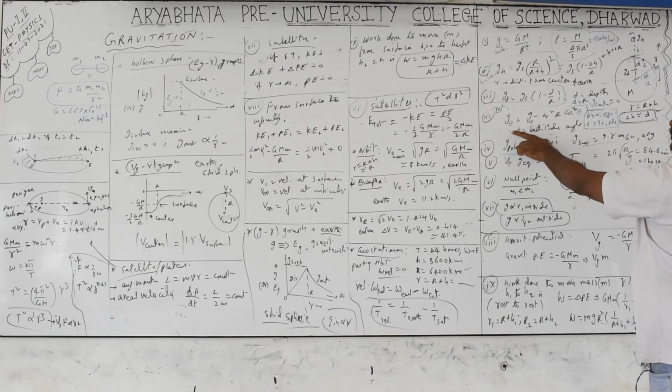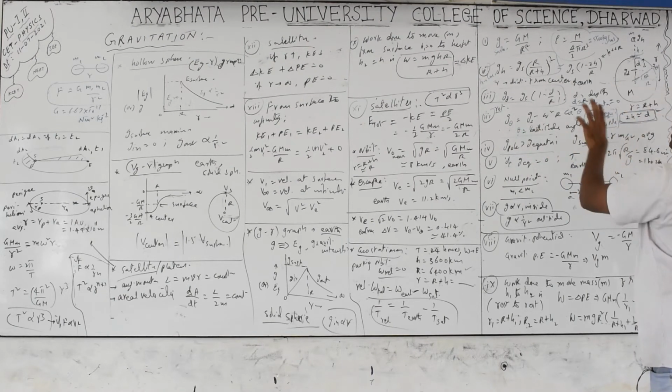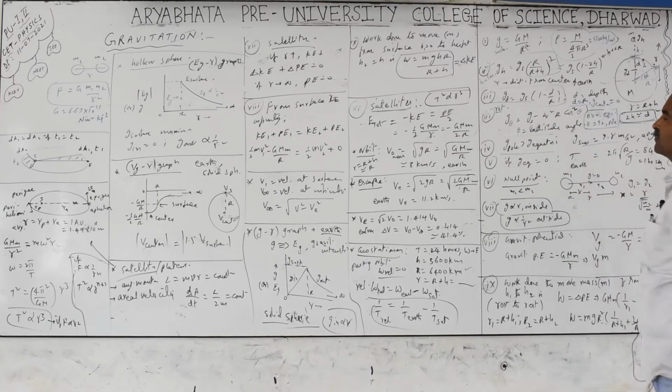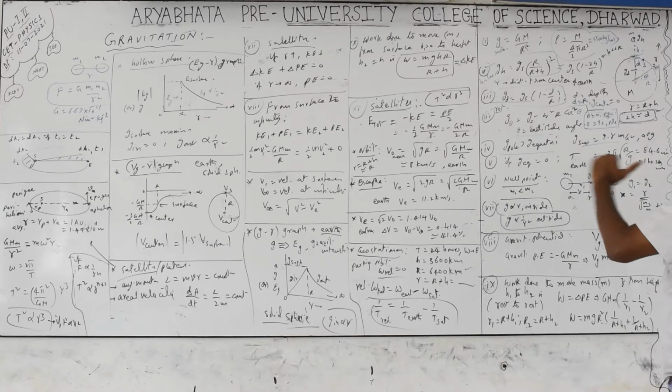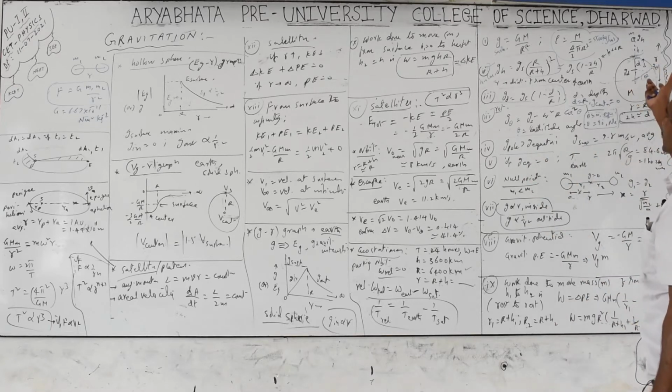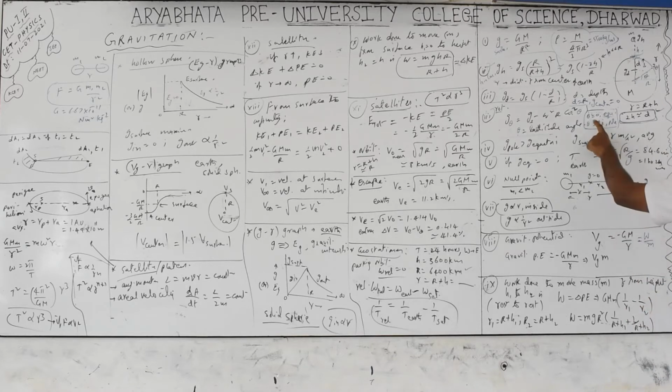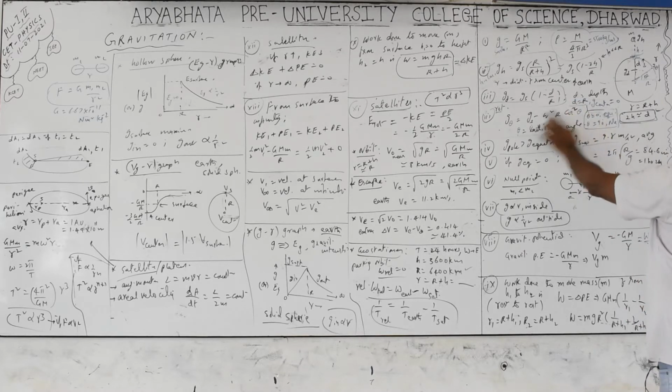But at the poles, even if the rotation changes, theta is 90, therefore there is no effect on the variation of g at the poles. At the poles, g remains constant even if the speed of the earth's rotation changes. But at the equator, theta is 0. When theta is 0, cos 0 is 1, therefore g theta equals g_s minus omega square R, you will get.